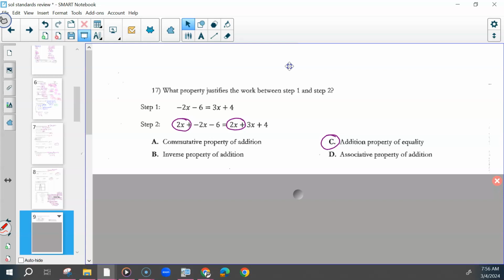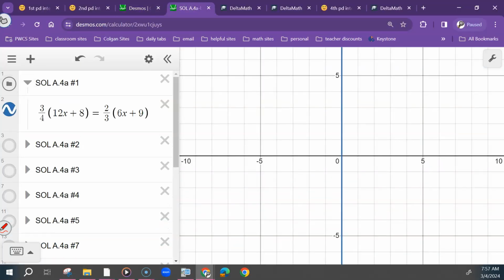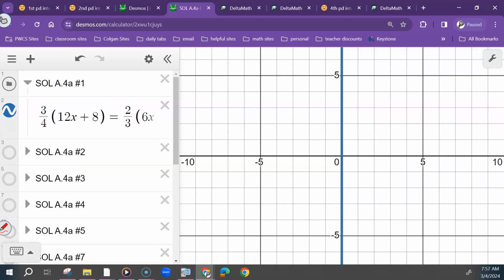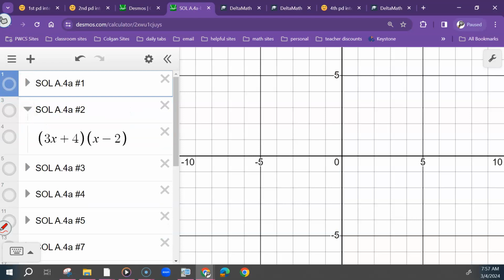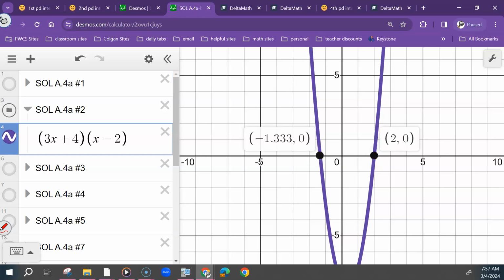Really quickly, I'll show you some of those in Desmos. So if you are given an equation, type it in, it'll give you an answer, and then you just have to look at the x value, x equals 0, that would be your answer. If you're looking for solutions or roots, type in the original, look at the x-intercepts, those would be your answers.